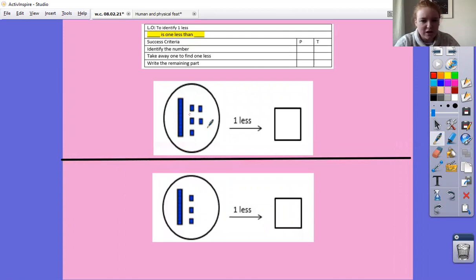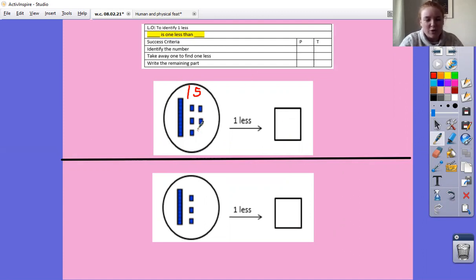Okay, let's have a go at this one. So I want to identify what this number is first. So I've got 1 ten. I said this is my ten, 1 ten, and I've got 1, 2, 3, 4, 5 ones. 1 ten and 5 ones. Fantastic. Now I want to find out what 1 less than this number is. So what is this number? This number is 15, and I want 1 less.